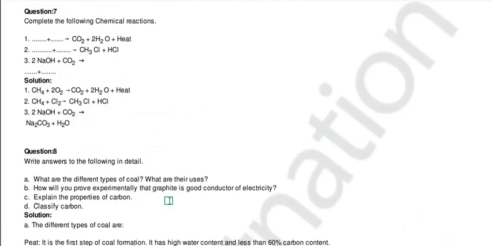Question 7. Complete the following chemical reactions. 1. CH4 plus 2O2 gives CO2 plus 2H2O plus heat. 2. CH4 plus Cl2 gives CH3Cl plus HCl. 3. 2NaOH plus CO2 gives Na2CO3 plus H2O.